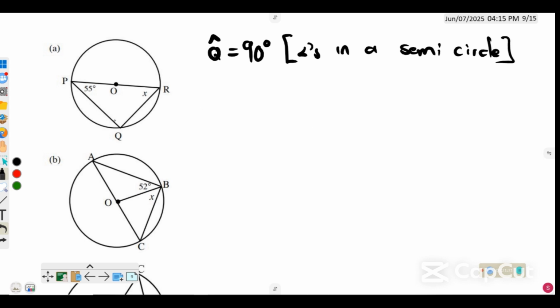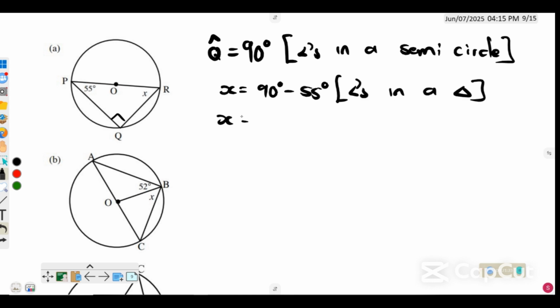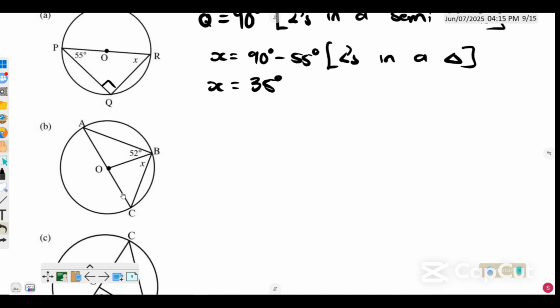So what do we have? Since we have 90 degrees here, by default X should be equal to 90 degrees minus 55 degrees. Why? These are angles in a triangle, sum of angles in a triangle. By default X will be equal to what? 35 degrees, just like that. So over and over again.